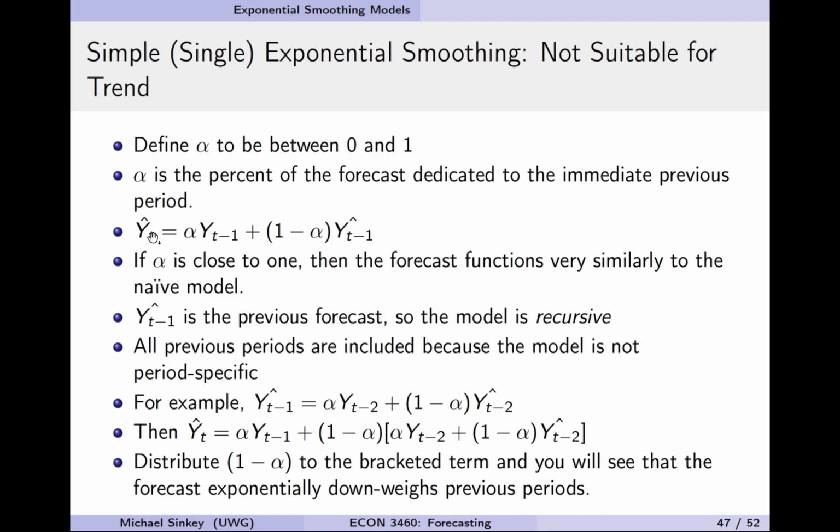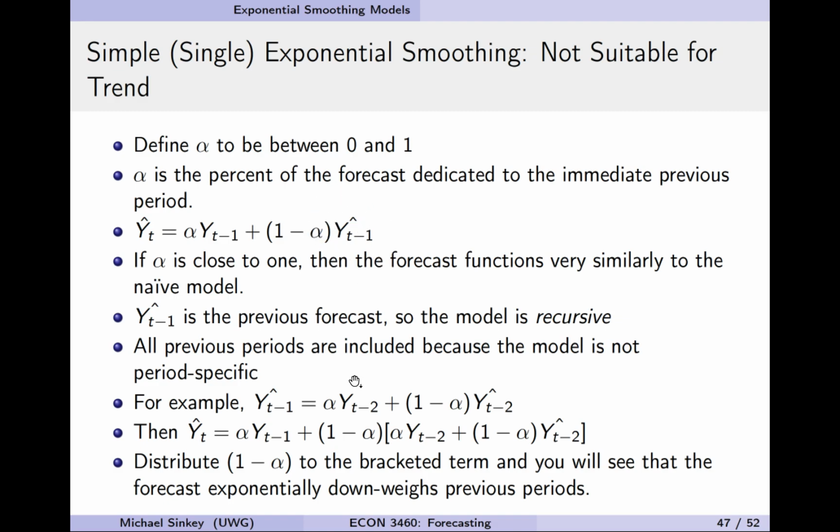I moved one period to the left on the timeline. I got alpha times the data from 2 periods ago plus 1 minus alpha times the forecast for 2 periods ago. And that's how I constructed yt minus 1 hat. Aha, but yt minus 1 hat is in yt hat. So I can substitute this portion right here into yt minus 1 hat.